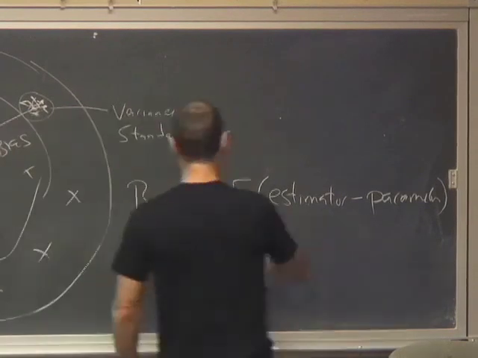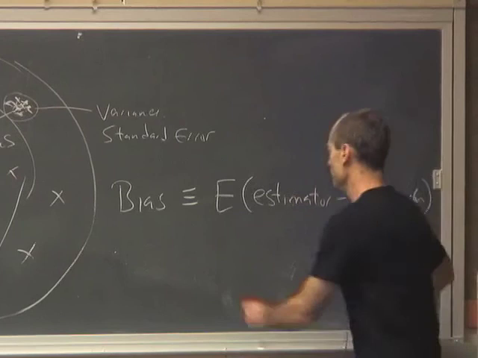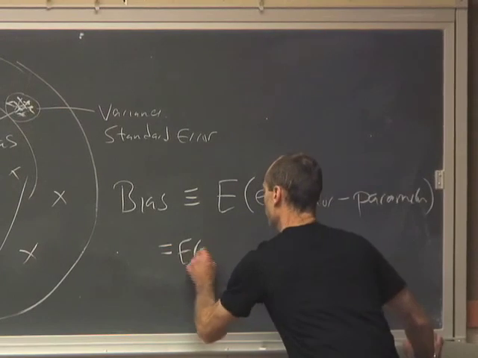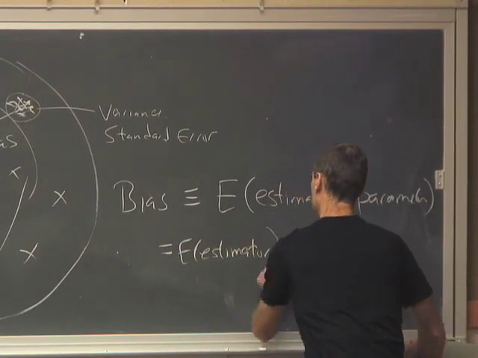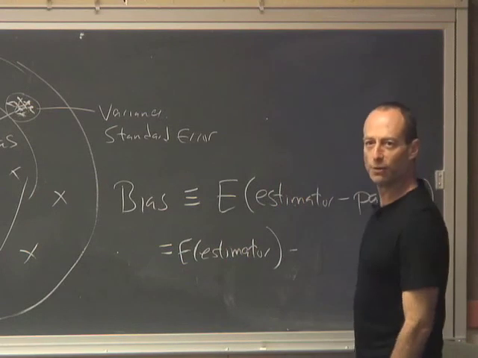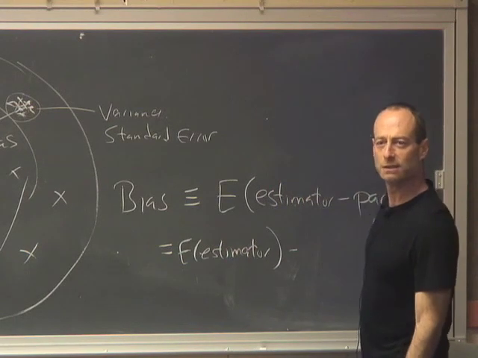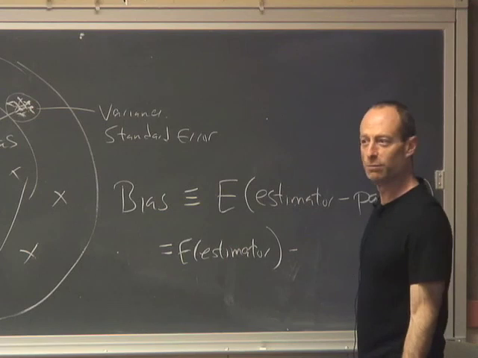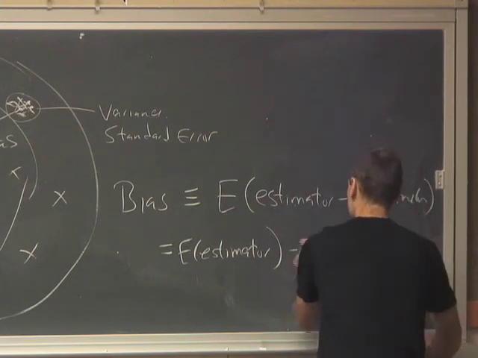So remember, expectation is linear. So this is equal to the expected value of the estimator minus the expected value of the parameter. What's the expected value of the parameter? It's just the parameter itself, right? Because the parameter is a constant. So the expected value of a constant is a constant. So this is just the parameter.